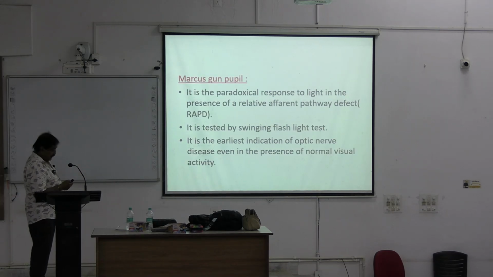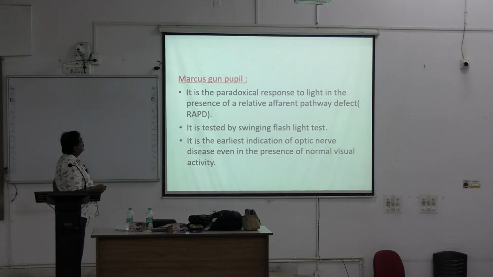Marcus Gunn pupil. It is the paradoxical response to light in the presence of a relative afferent pathway defect. It is tested by the swinging flashlight test. It is the earliest indication of optic nerve disease even in the presence of normal visual acuity. This is the Marcus Gunn pupil.